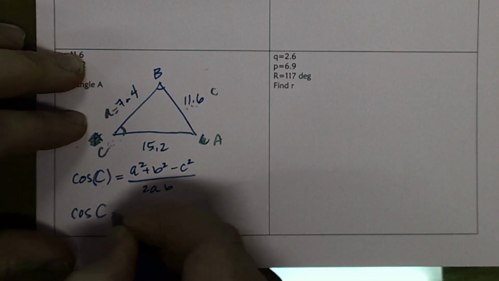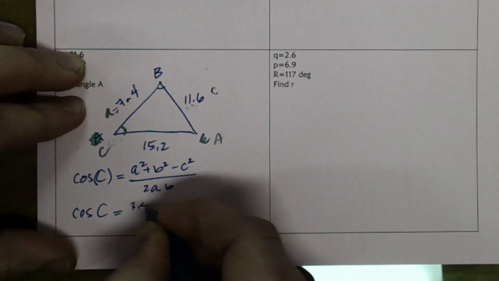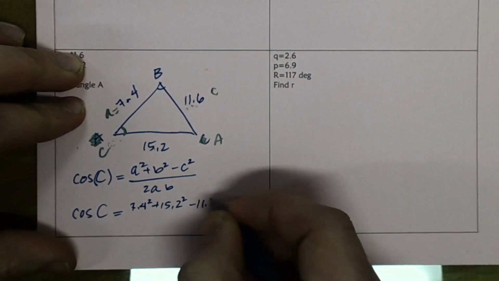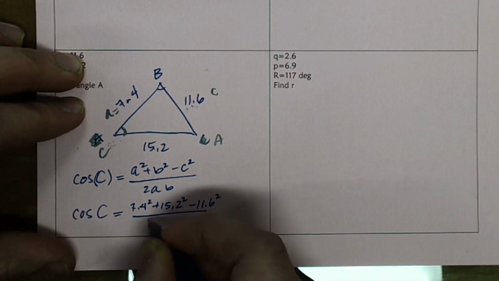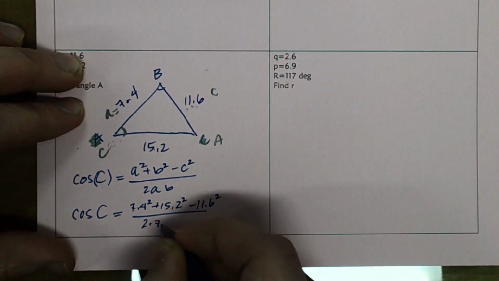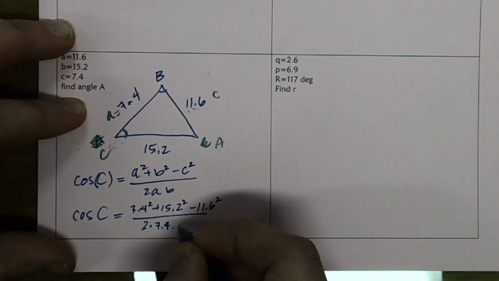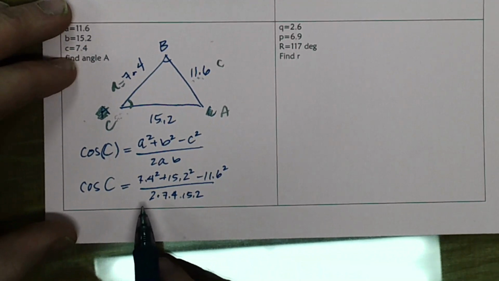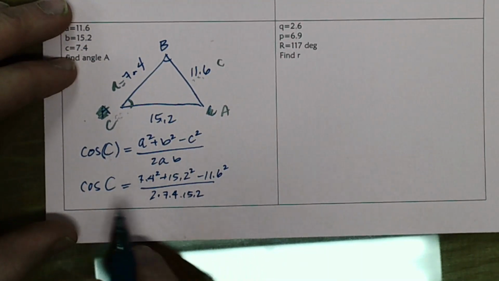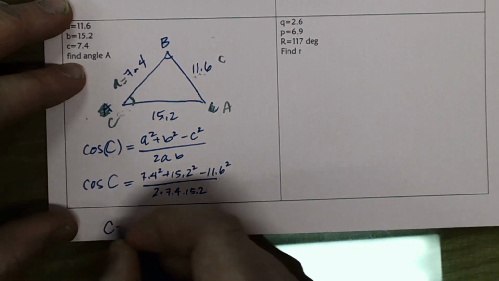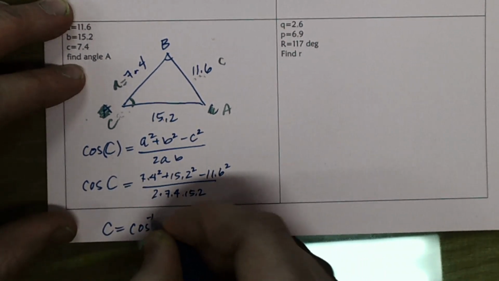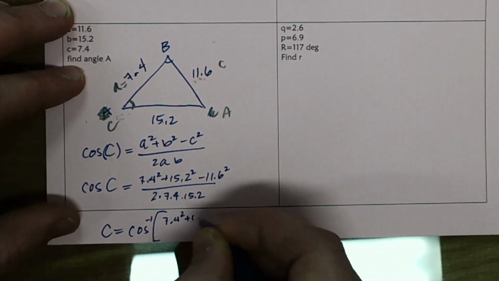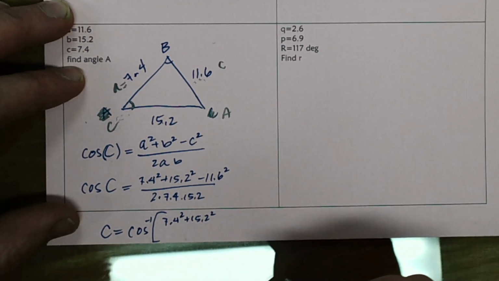So cosine of C equals 7.4 squared plus 15.2 squared minus 11.6 squared, all divided by 2 times 7.4 times 15.2. Okay, and then we have to take the cosine inverse. So C is going to be the cosine inverse of that. One calculation. Can you do it?